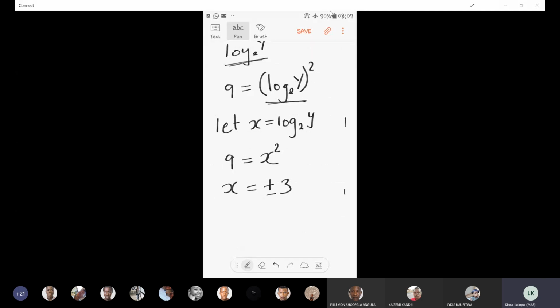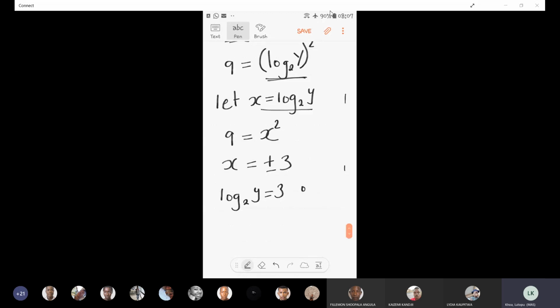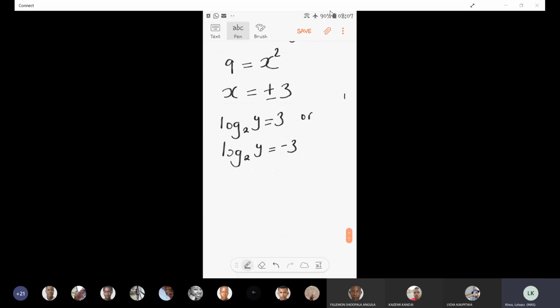Okay, so I do this, log base 2 of y, so this is my x. The first one is equal to 3, and then the second one, log base 2 of y is equal to minus 3. Okay, so for the first one, if log base 2 of y is equal to 3, this means that y is equal to 2 to the power of 3, and this means that y is equal to 8.